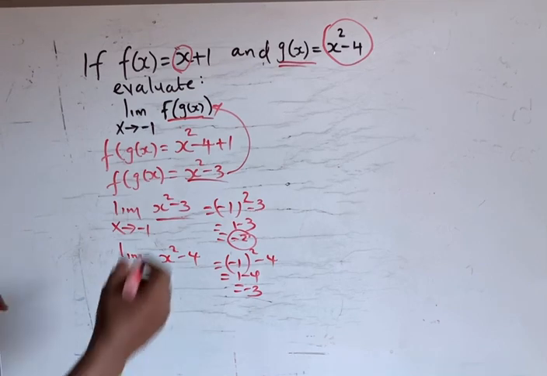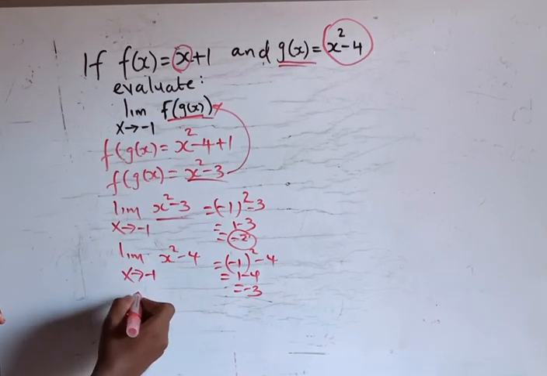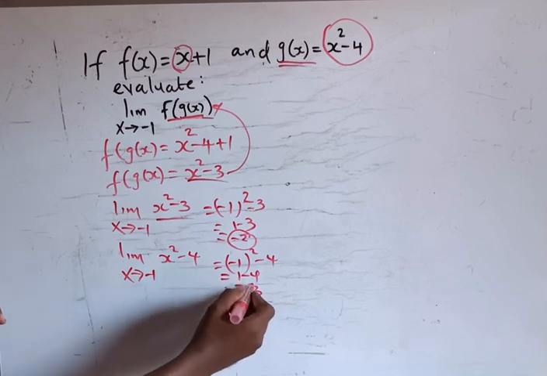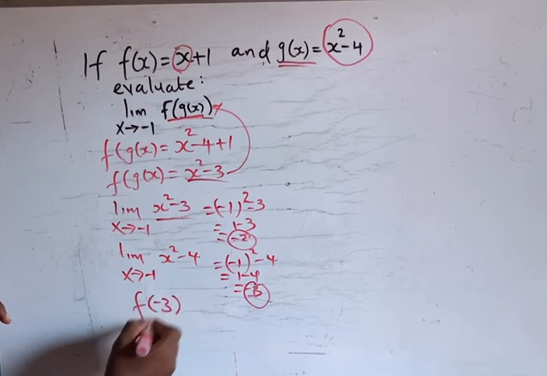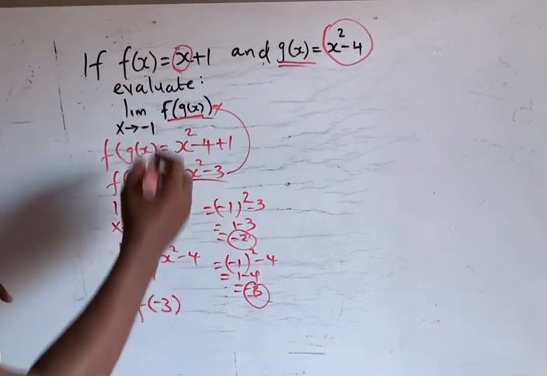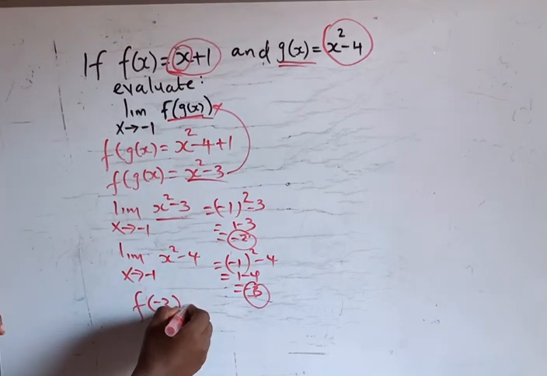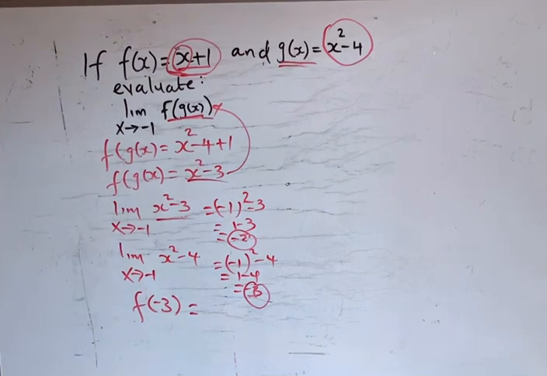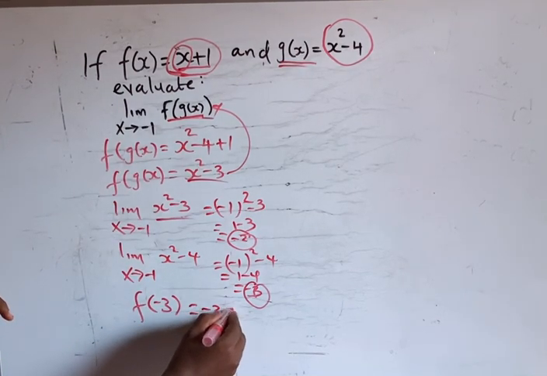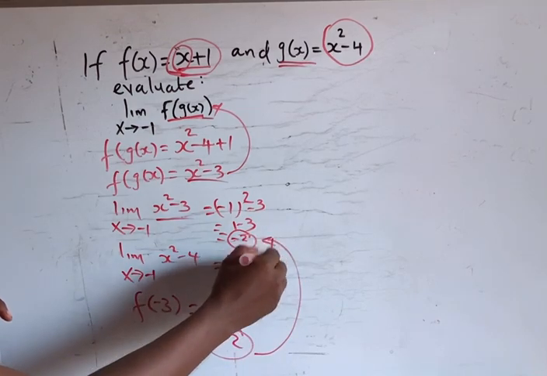Having said that, now that we know g of x, then we will find f of g of x. And in this case, g of x is -3, which means you're going to find f of -3. In the function f of x, using this function x plus 1, we plug in -3, so we'll have -3 plus 1, which is the same as -2. In both cases, you find that we get the same value.